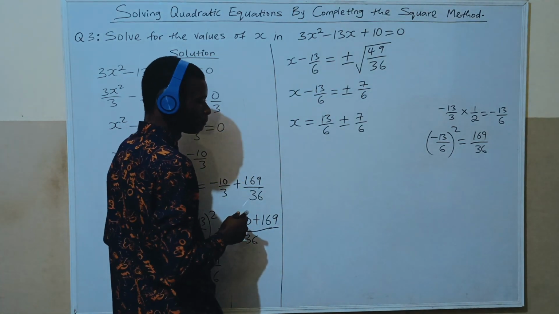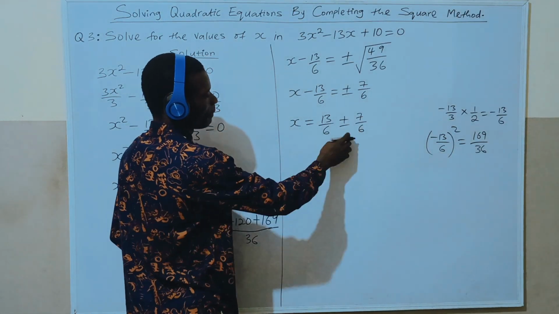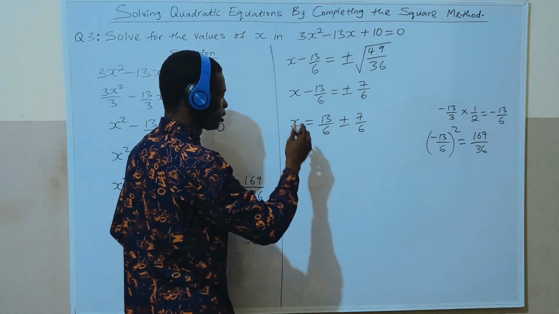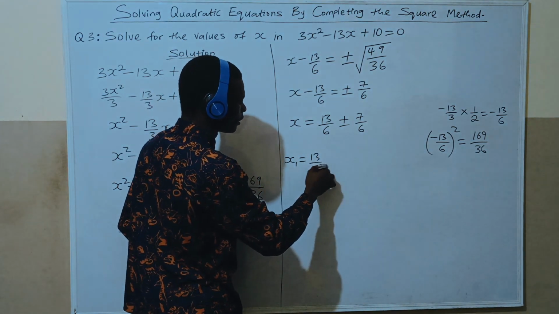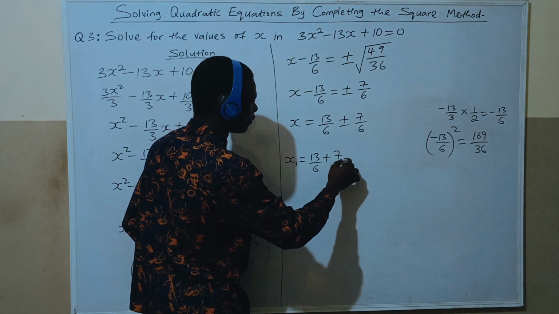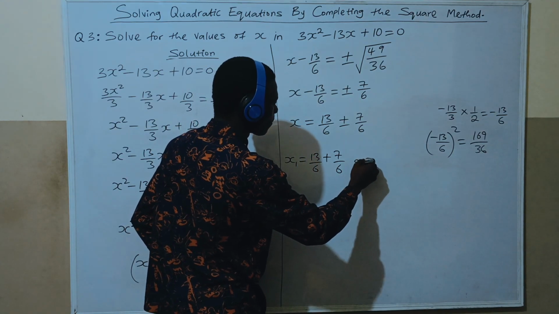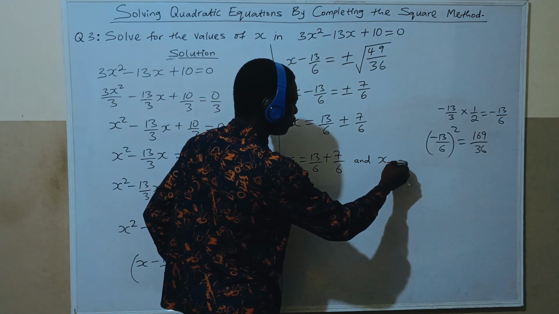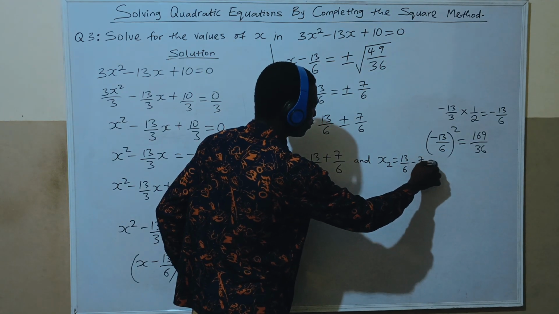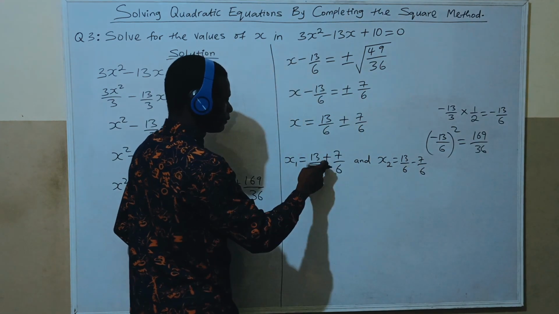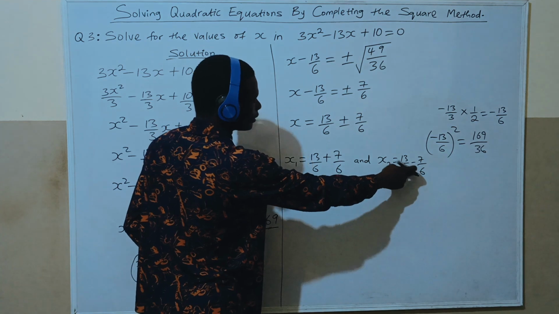So what's the next thing? Is to break them apart. Two solutions embedded in one equation. So we are going to be having x1 equals 13 over 6 plus 7 over 6, and x2 will be equal to 13 over 6 minus 7 over 6. The plus first, then the minus next.